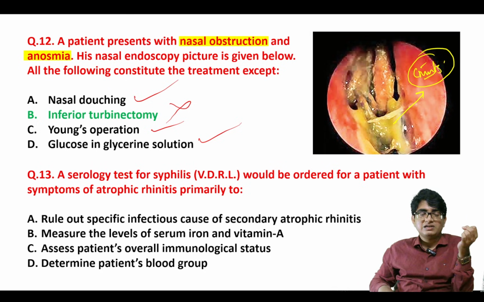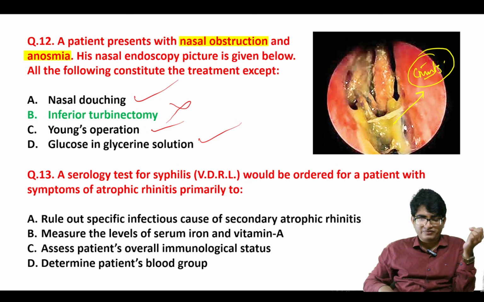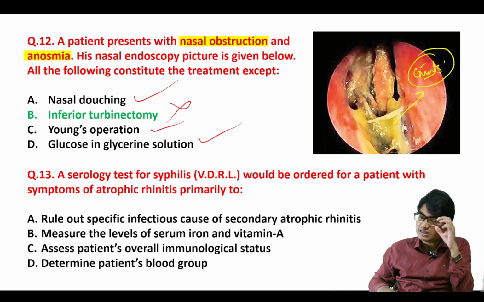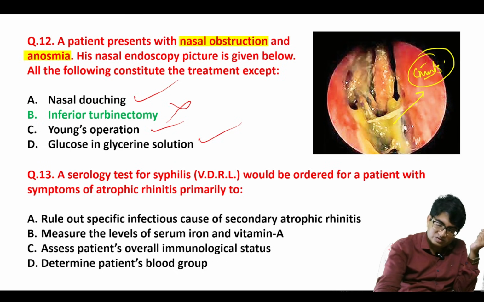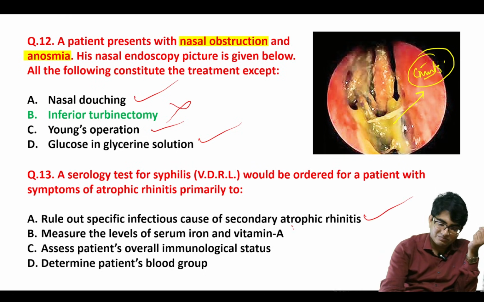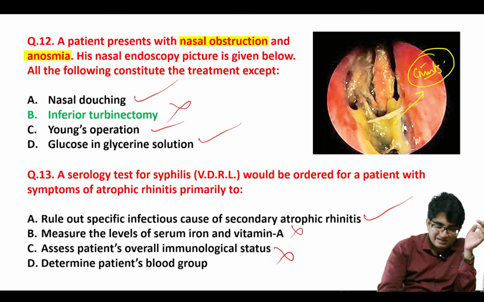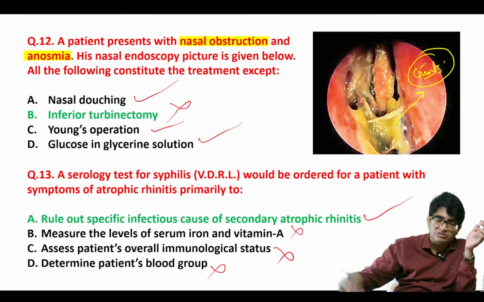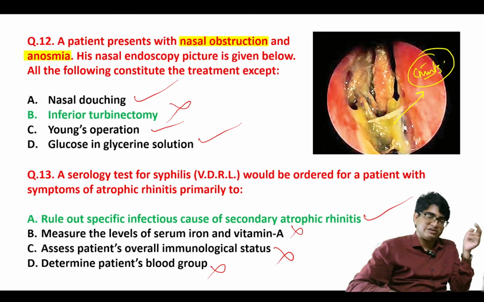Next question, a serology test for syphilis, that is VDRL. It would be ordered for a patient with the symptoms of atrophic rhinitis primarily to rule out specific infectious cause of secondary atrophic rhinitis. Yes, syphilis can lead to secondary atrophic rhinitis. This is the correct option. Measure the levels of serum iron and vitamin A. Assess patient's overall immunological status. Correct, partially, but not here. And determine patient's blood group. Never ever. So obviously the answer should be rule out specific infectious causes of secondary atrophic rhinitis.